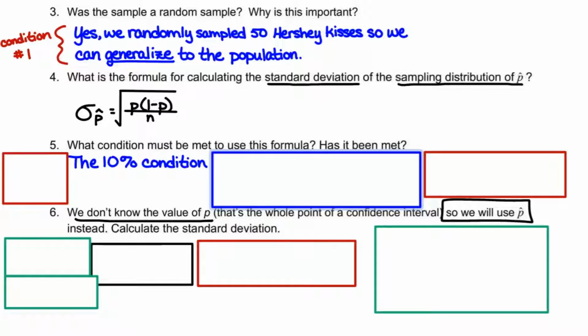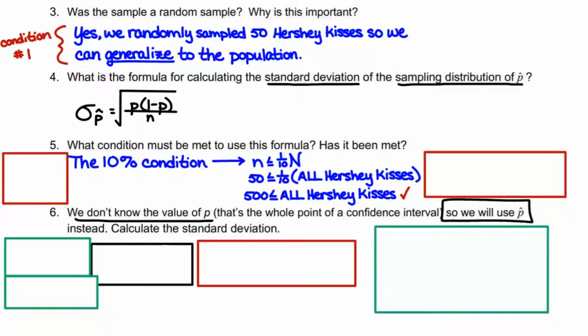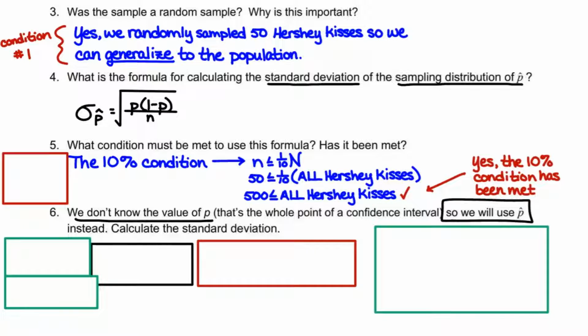Do we meet the 10% condition? Yes. You would need to show some work to justify that. So I have to see that 50 is less than or equal to 1/10 of all Hershey's Kisses. I certainly think that there's more than 500 Hershey's Kisses in the world. So that condition is met. I'm allowed to use the formula.